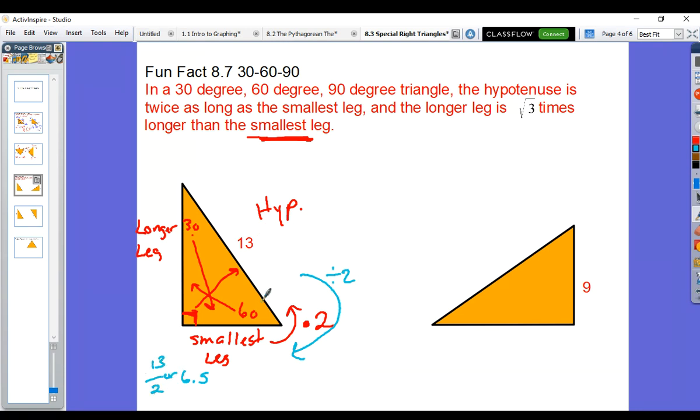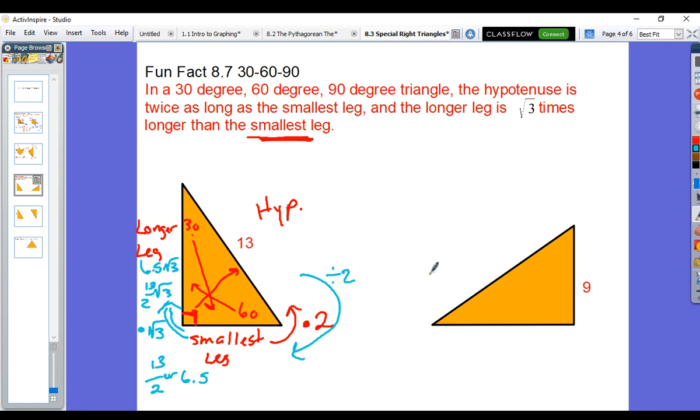All right, so we got our smallest leg. We'll go with the 6.5. Some of you guys enjoy that. Either one, we'll do both of them regardless. Now it says the longer leg is radical 3 times longer than the smallest leg. So we have the smallest leg, our 6.5 here. To go from the smallest leg over to our longer leg, we multiply by radical 3. Well, 6.5 times radical 3 is just 6.5 radical 3. Just like the radical 2, you just slap it on there. Here you go, got your radical 3, or 13 over 2 radical 3.